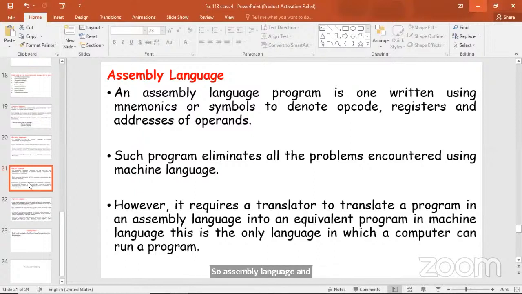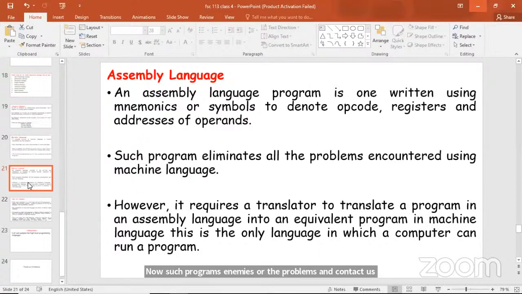An assembly language program is one written using mnemonics or symbols to denote opcodes, registers, and addresses. Now, opcodes just means operational codes. Registers are the memories used in a microprocessor, and addresses or operands mean what you need to do. Like if I want to add two numbers, I'll say add X, Y. Now, such programs eliminate all the problems encountered using machine language.